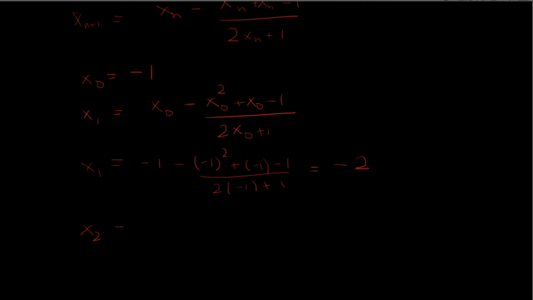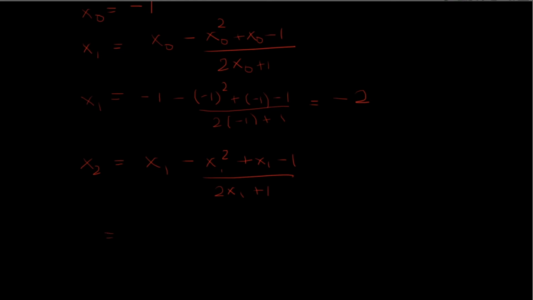Now we move on to x sub 2. X sub 2 will be x sub 1 minus x sub 1 squared plus x sub 1 minus 1 over 2 times x sub 1 plus 1. X sub 1 we just found was negative 2, so we're going to substitute that in. And we get negative 5/3. Okay, so x sub 2, starting with x0 equals negative 1, gives us negative 5/3.